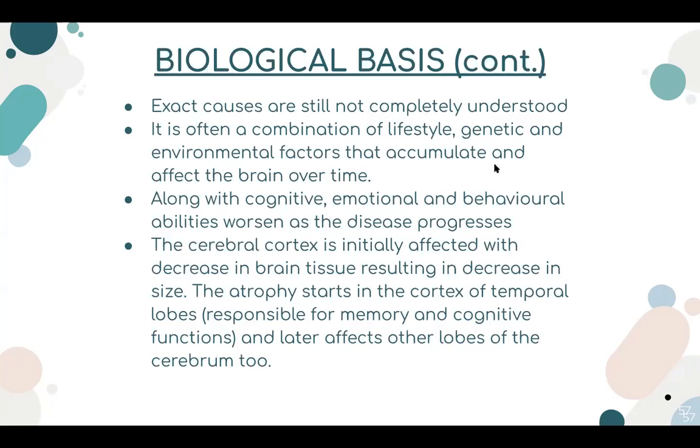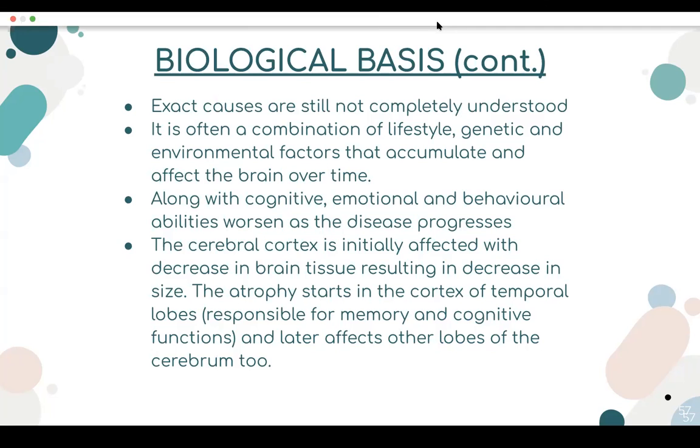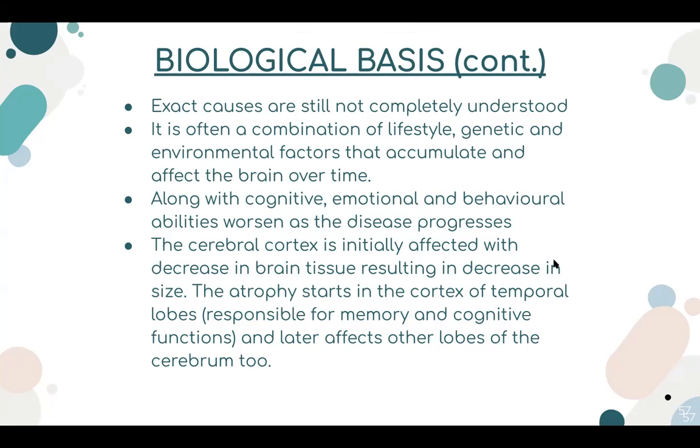The exact causes of Alzheimer's in and of itself are not completely understood, but many researchers are saying this can be due to lifestyle, genetic, and environmental factors. The cognitive, emotional, and behavioral abilities worsen as the disease progresses. As mentioned before, the cerebral cortex is initially affected with this disease as there's a decrease in brain tissue and a decrease in size. And the atrophy starts in the cortex of the temporal lobes, which are responsible for your memory and cognitive functions, and that later affects the other lobes of the cerebrum as well.